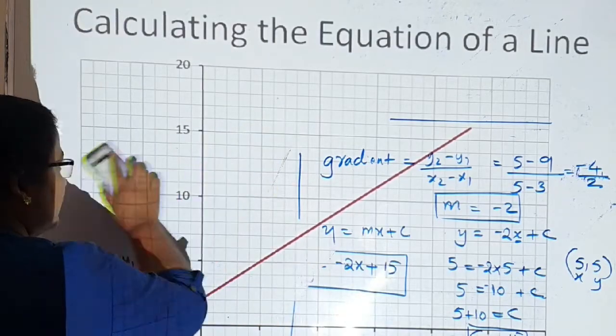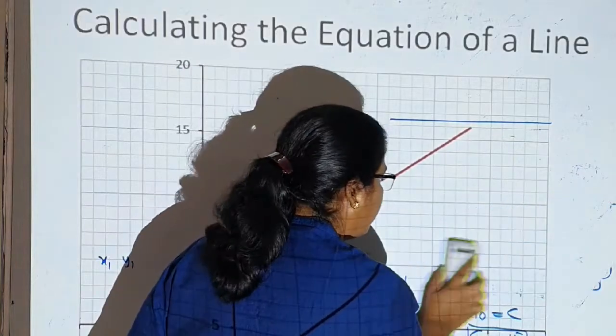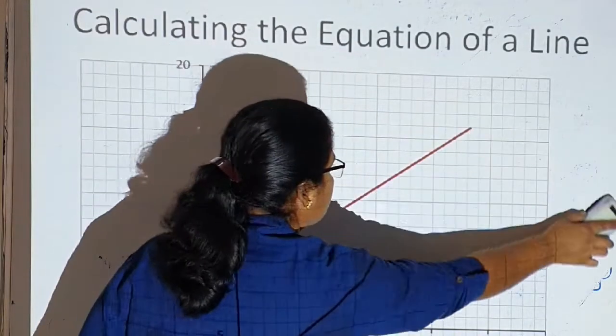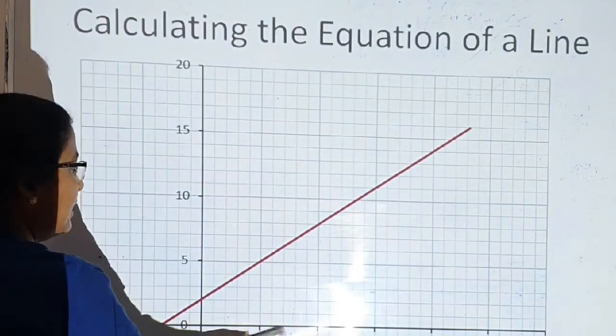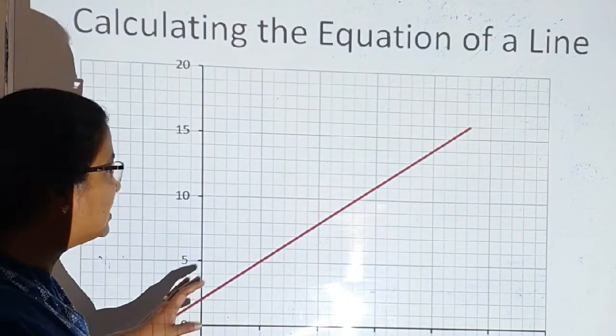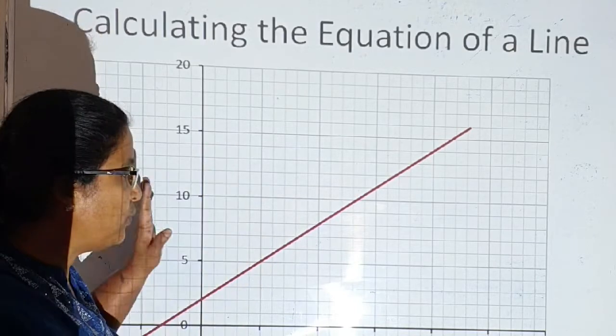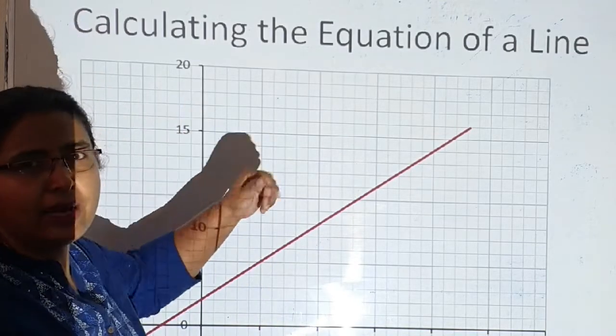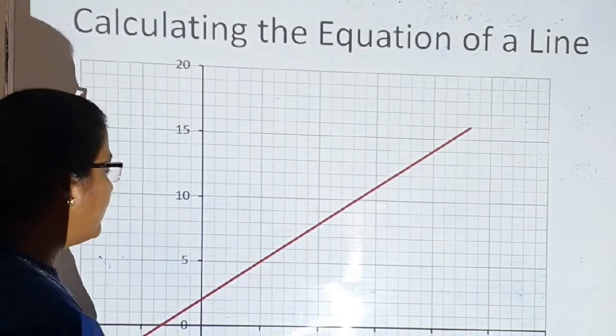If you have a graph like this, they can ask you to find the equation of this line. This is a line. The points are not given. So what we have to do, we have the x-axis and the y-axis. Look carefully and pick two points.